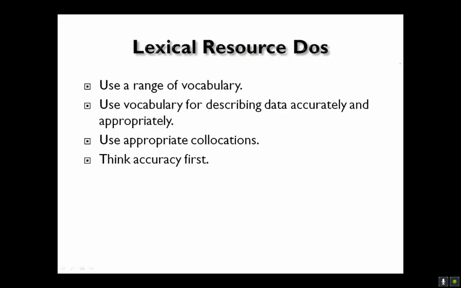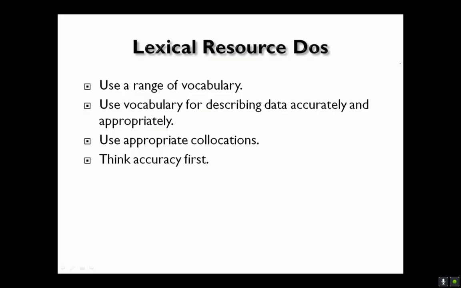The problem is the wider range of vocabulary that you use, the more chance you have of making a mistake. So which is more important? Is it more important to use a range of vocabulary, or is it more important to be correct? I and most IELTS examiners, including some of the very top IELTS examiners I've worked with, all say that accuracy is the most important thing.